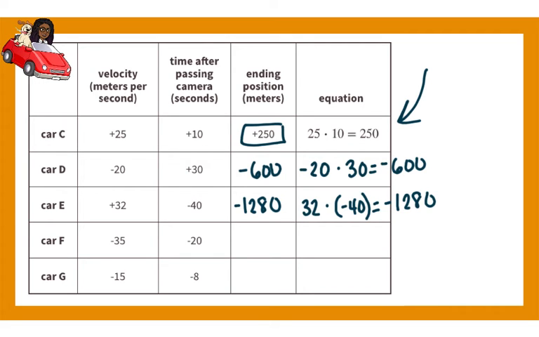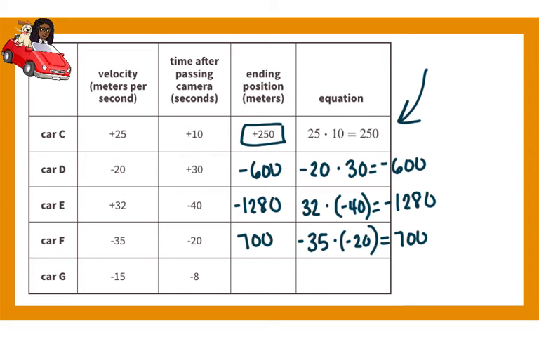All right. Now let's look at car F. Car F says that we're traveling negative 35 meters per second. So we know we're traveling to the left or west, and we're also at negative 20 seconds. So we haven't even reached the camera yet. So how do we calculate our position? We're going to multiply negative 35 times negative 20, and we're going to get a positive 700.